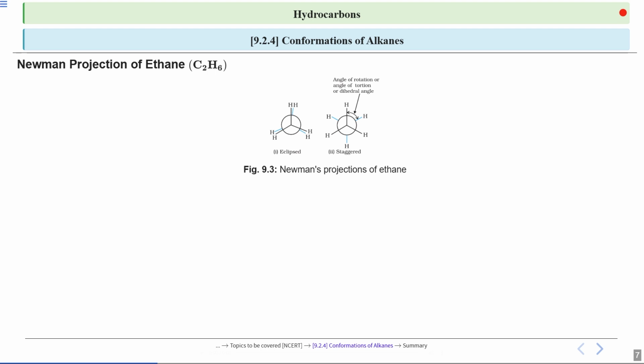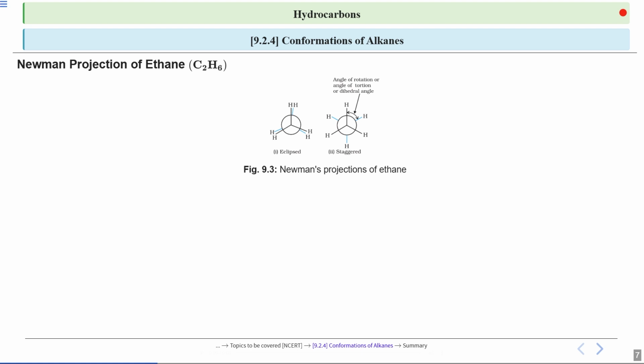Again, if you see, we have a different view here. What is the different view? Now we are looking from the forward side. We are looking from the carbon side rather than looking at an angle, so that we are getting a slanted line. In the case of Sawhorse projection, we are looking from the front carbon such that the back carbon is hidden.